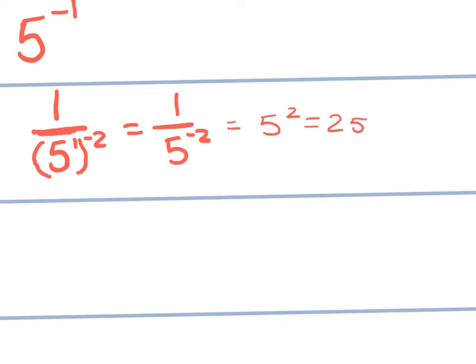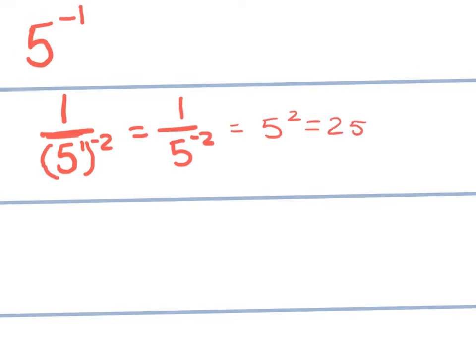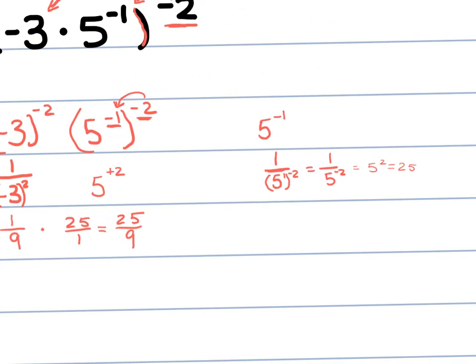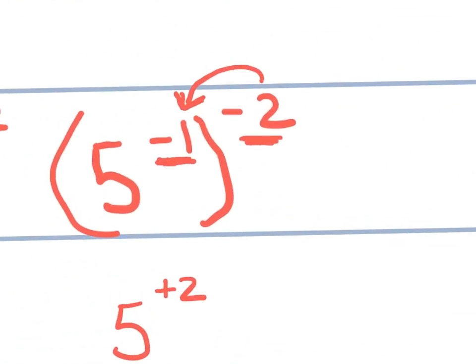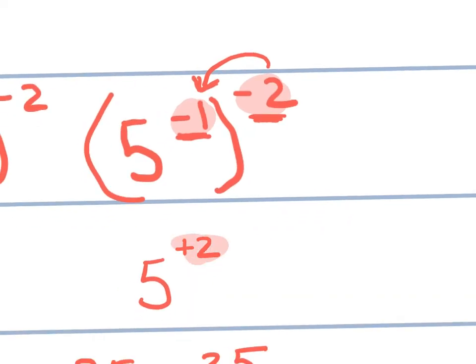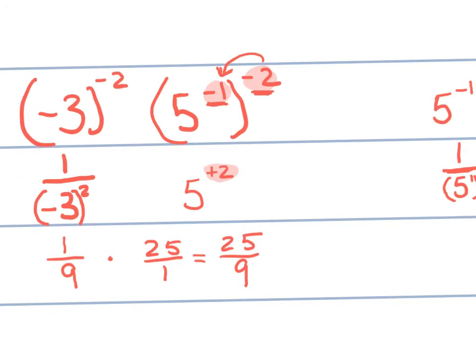Now, I don't recommend that way. If that seemed confusing to you, I think it is a lot longer to do. I would stick with this way right here, is that when you have an exponent, and you are raising that exponent to another exponent on the outside, just multiply them together. -1 times -2 is a positive 2, and 5 times 5 is 25.